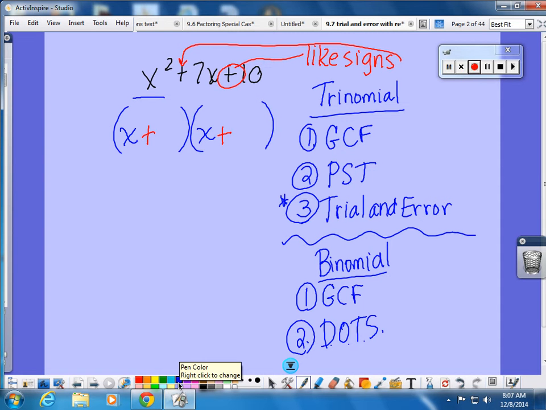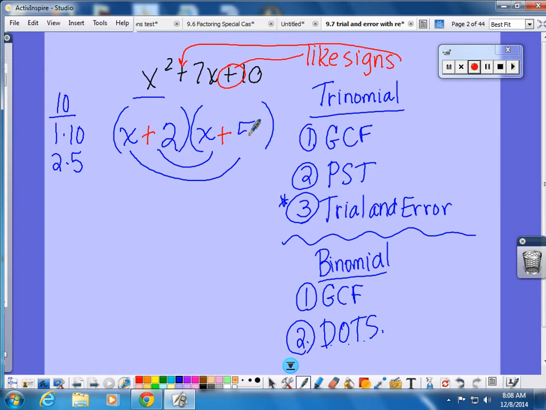Next, I need to think about the factors of 10. Well, there are not many choices. 1 and 10, 2 and 5. Which of those would I FOIL to give me 10 at the end, but when I do outer and inner, because I've got like signs, I would add to give me 7. 1 and 10 or 2 and 5? 2 and 5. Does it matter whether I put the 2 or the 5 first? It does not.